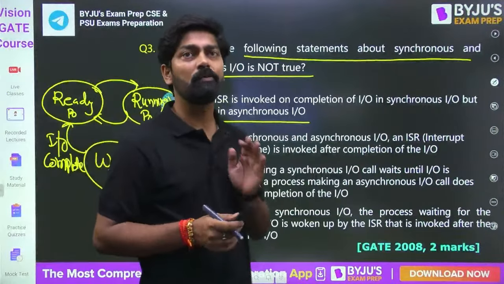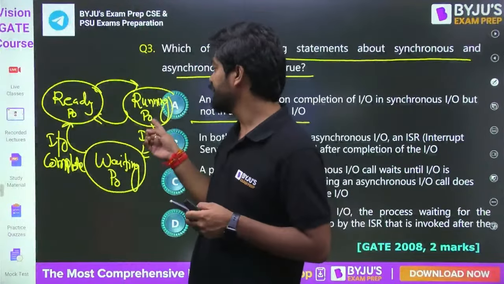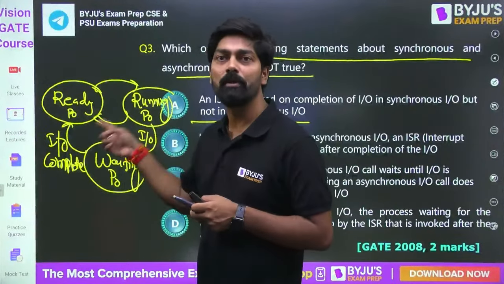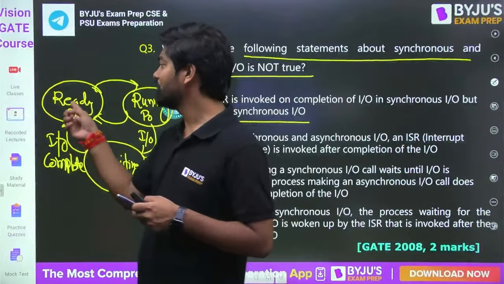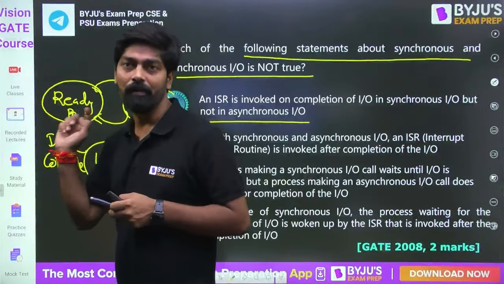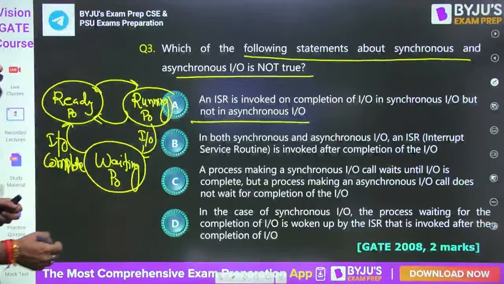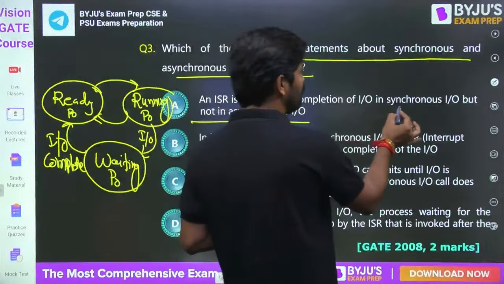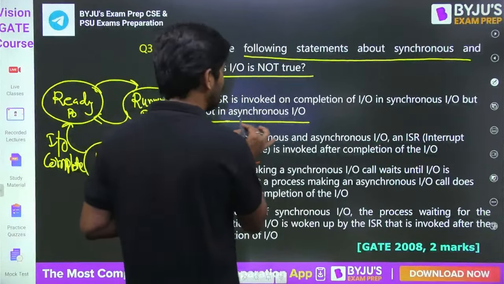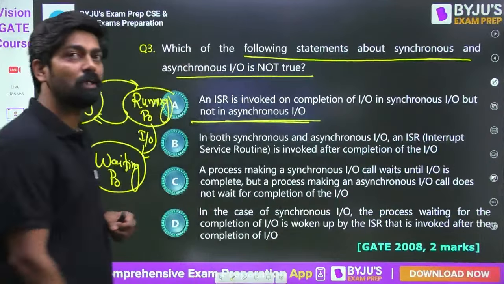So this is nothing but synchronous IO. In synchronous IO, if any process needs an IO operation, it will go to the blocked or waiting state. If IO is complete, it will go to the ready state. Now see what they have written here: an ISR is invoked on completion of IO in synchronous IO, but not in asynchronous IO.